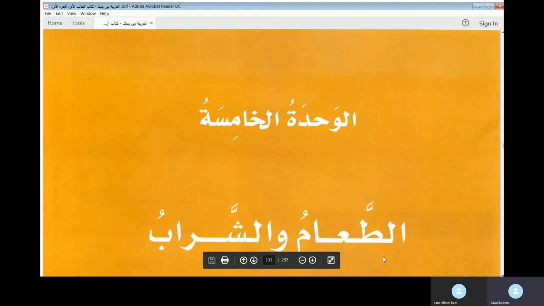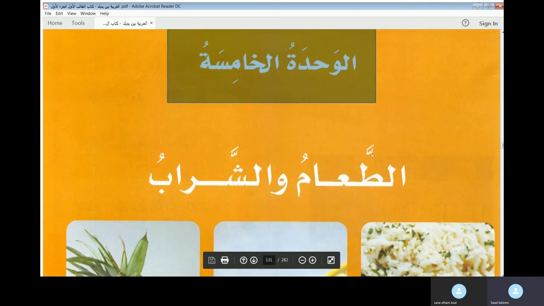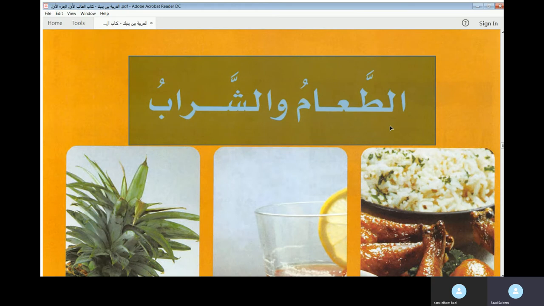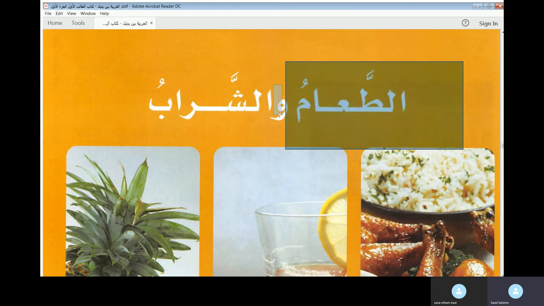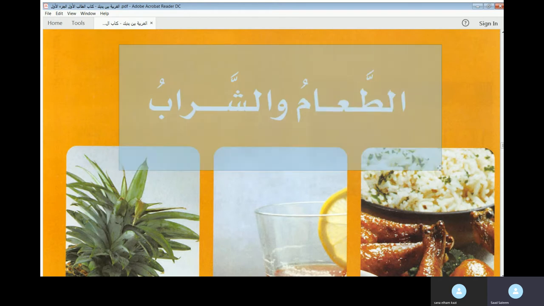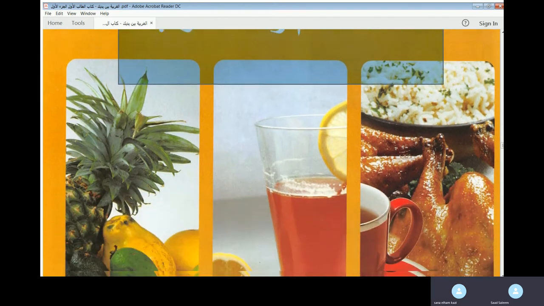Today we'll start from page number 131. Fifth unit. Taam sharab. Taam means food. Wa means and. Asharab means drinks. Food and drinks.